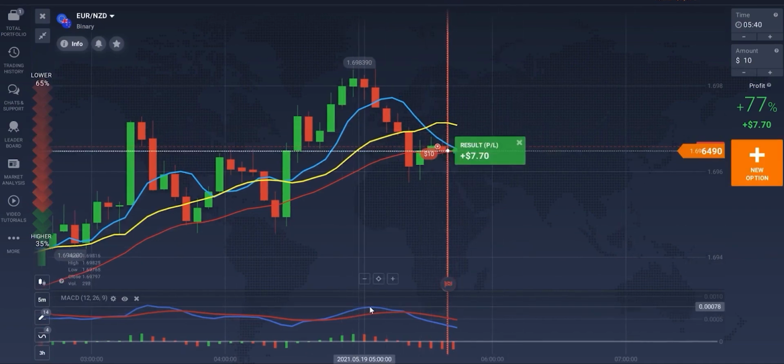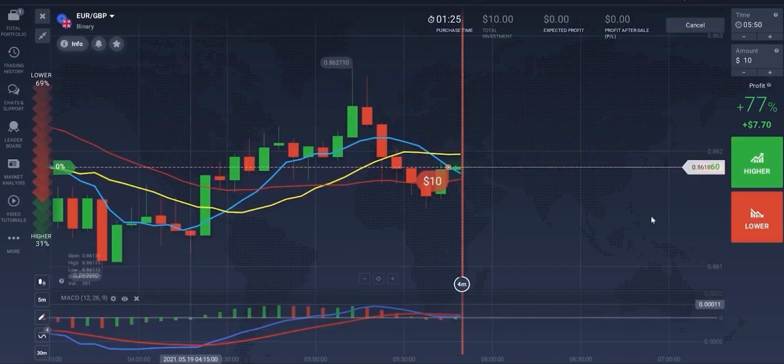Alright, as you can see, the MACD cross occurred, and 2 candles later the cross happened on the moving averages. After the candle that formed after this moving average cross closed, I entered the trade on the next candle. My trade ended up being profitable.